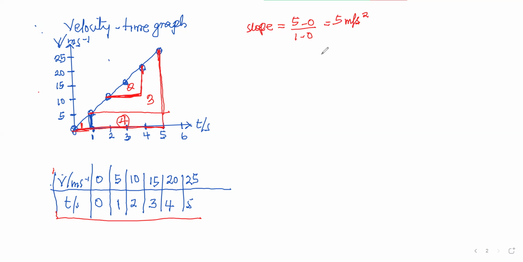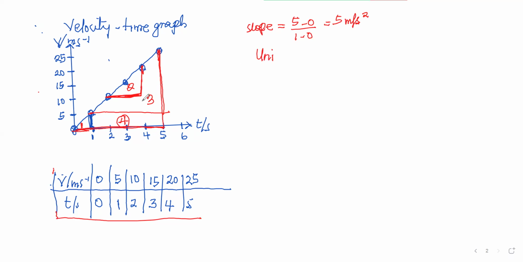Number 2, what is your slope? 5 meters per second squared. Number 3, what is your slope? 5. Number 4, 5. Good. So you see, along the straight line, you had the same value as the slope. So this kind of motion is uniform.